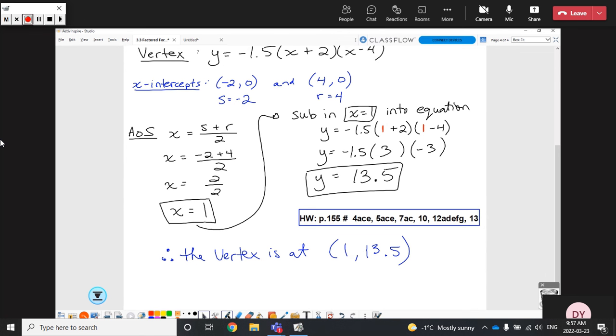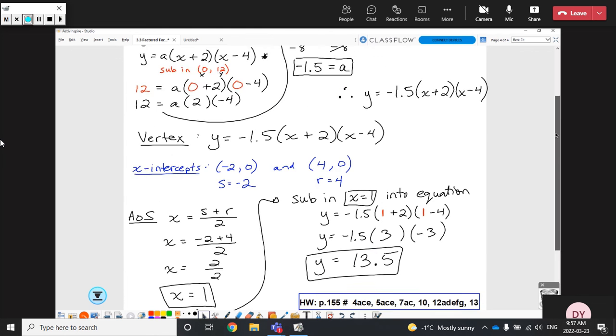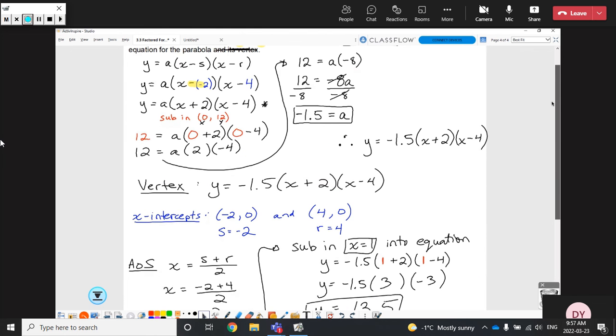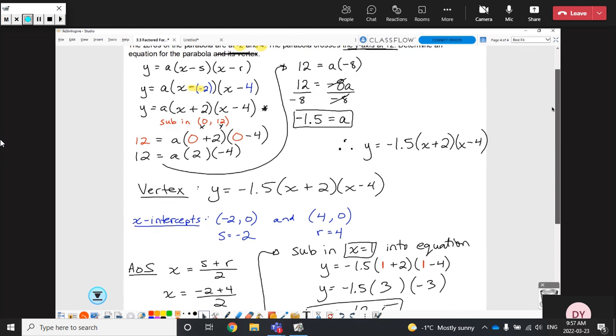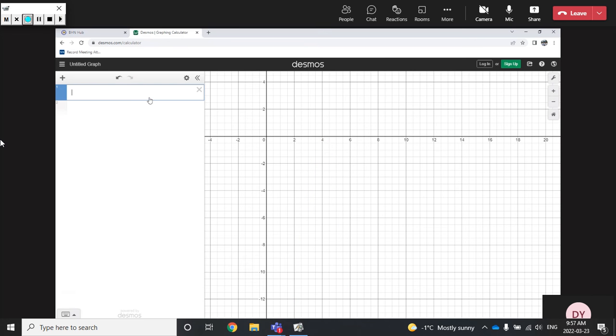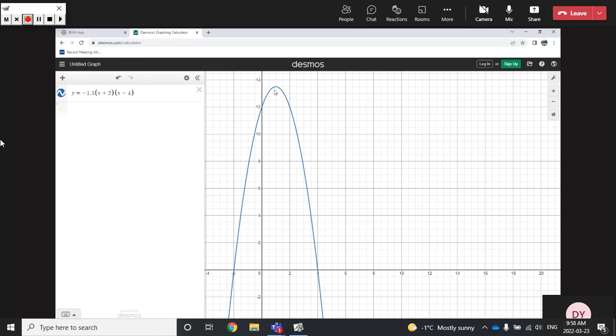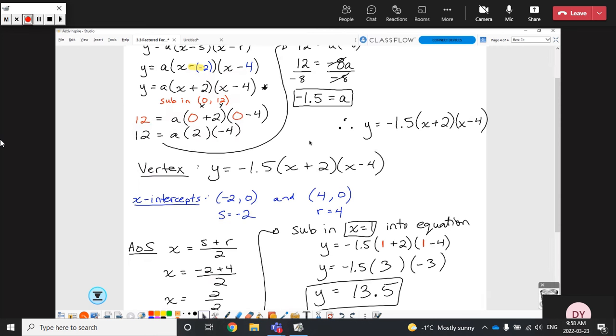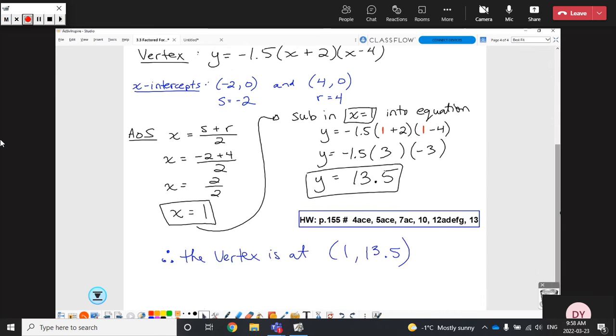Now that's a pretty large type of question. Getting the equation and doing that. What we could do is also double check all of this on Desmos by taking this y equals negative 1.5 bracket x plus 2, x minus 4. Okay, so positive 4, negative 2 looks good. Vertex at 1, comma, positive 13.5 looks great.